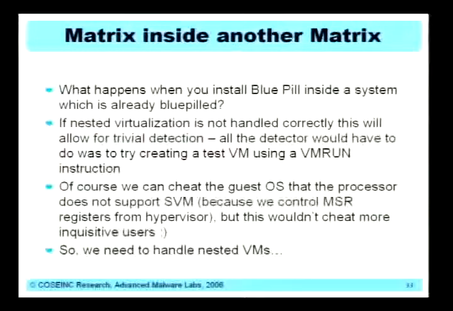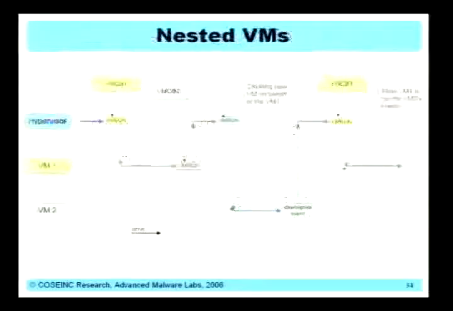Of course, the easy way for cheating is just to intercept CPUID, just like Dino said, and just pretend to the operating system that this processor doesn't implement SVM. But again, this is very easily detectable by a user who is aware that she actually bought an SVM capable processor. So we need to handle nested VMs.